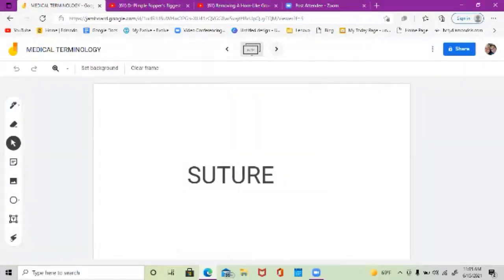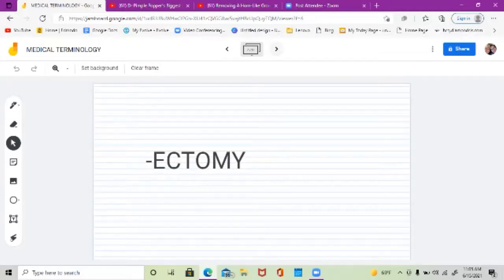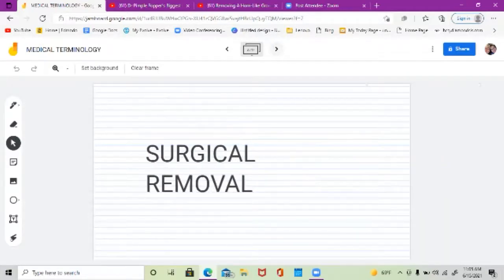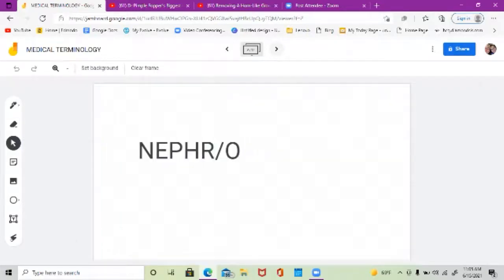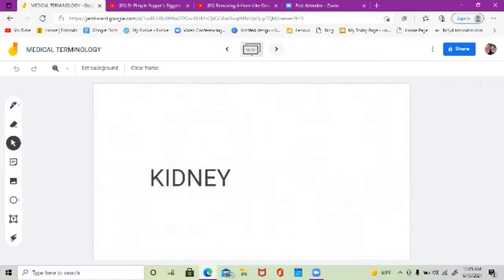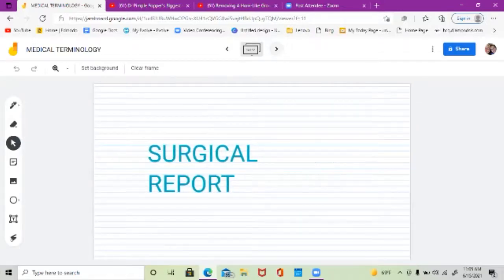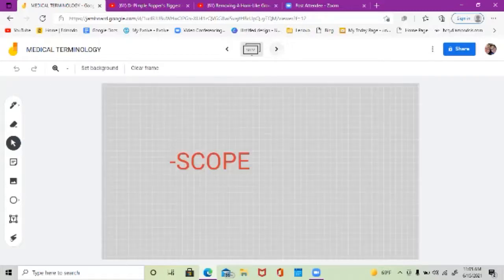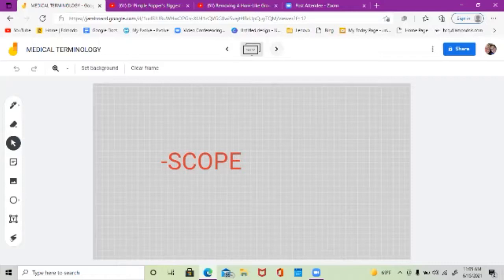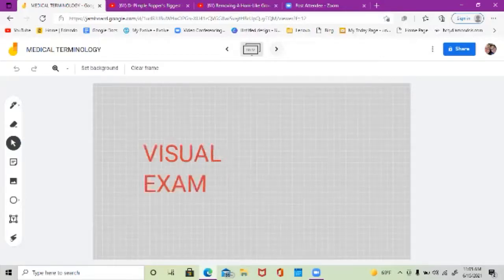Rrhaphy: suture. I have the hardest time remembering that one. Ectomy: surgical removal. Nephro: kidney. Kidney, yep. Plasty: surgical repair. Or I put surgical report. I'll fix that. Whoopsie. Scope: visual exam.